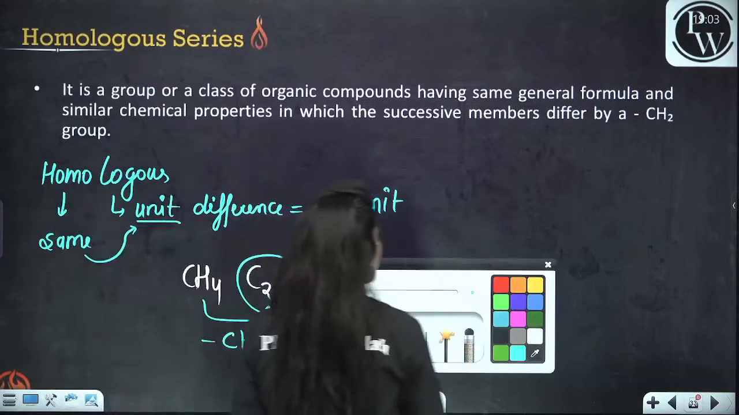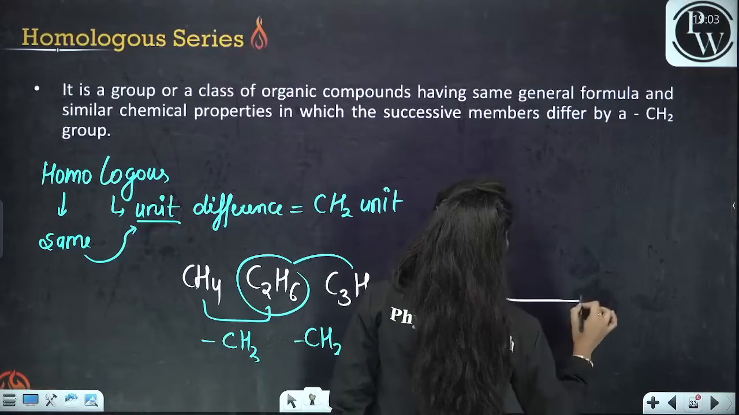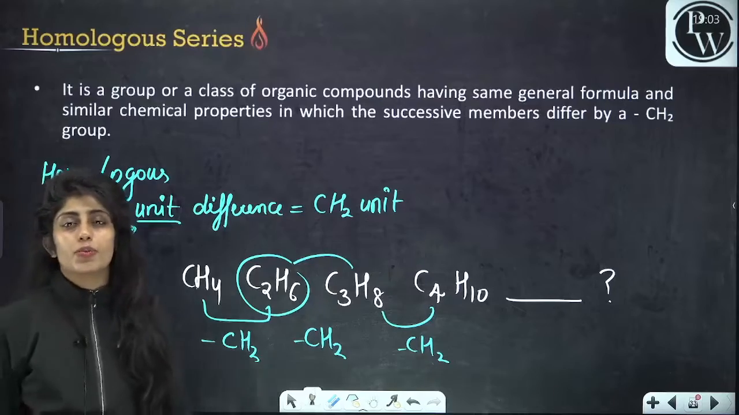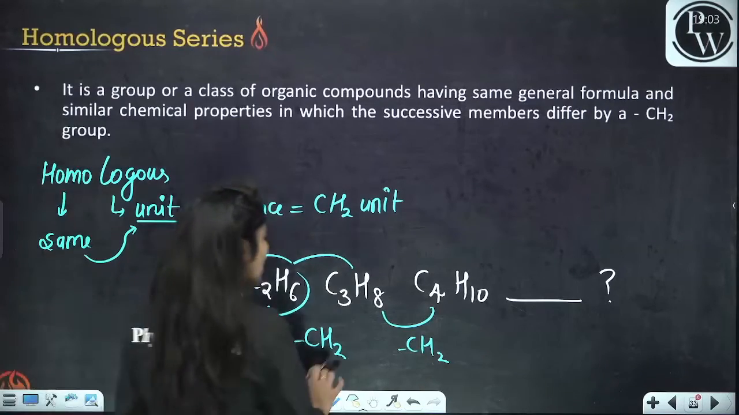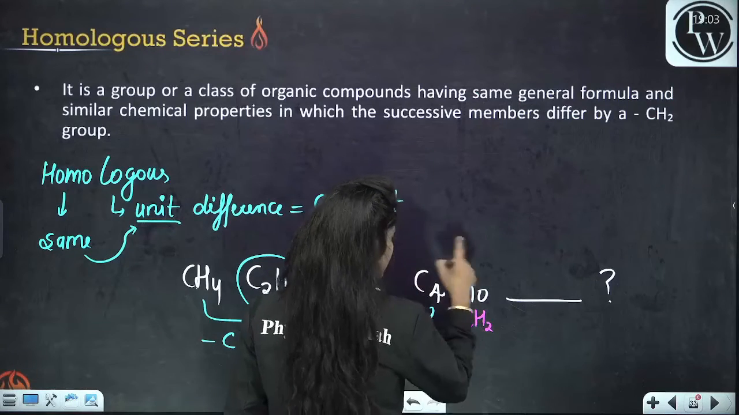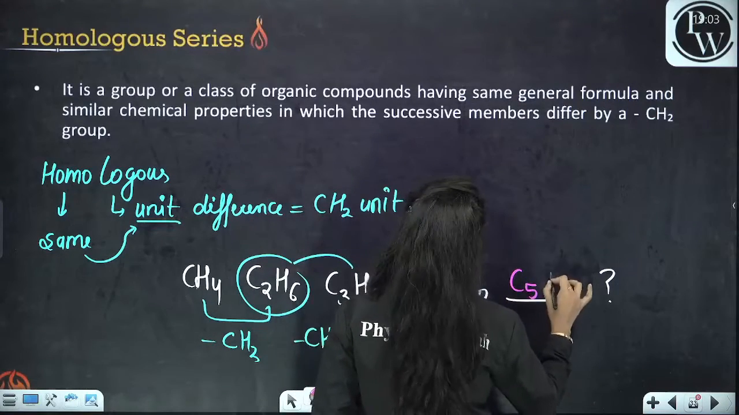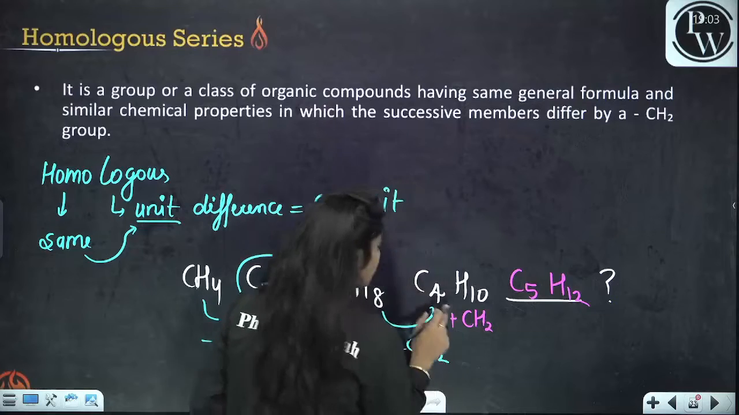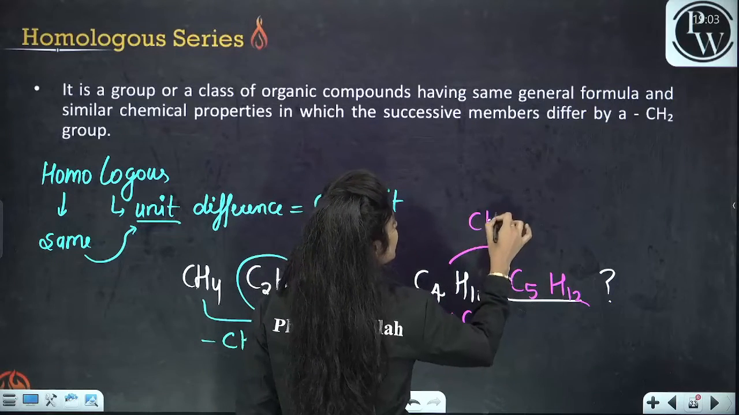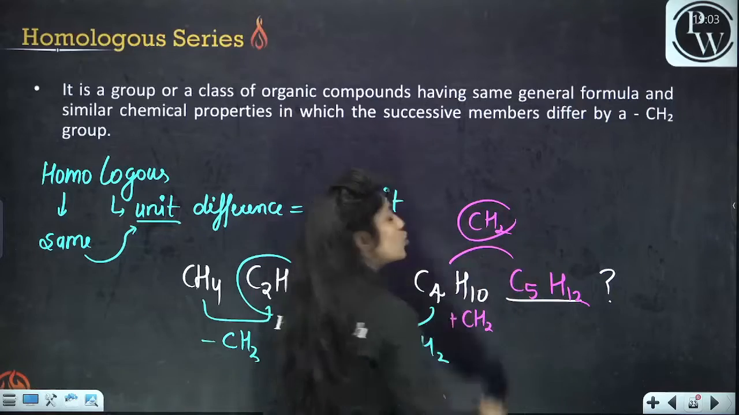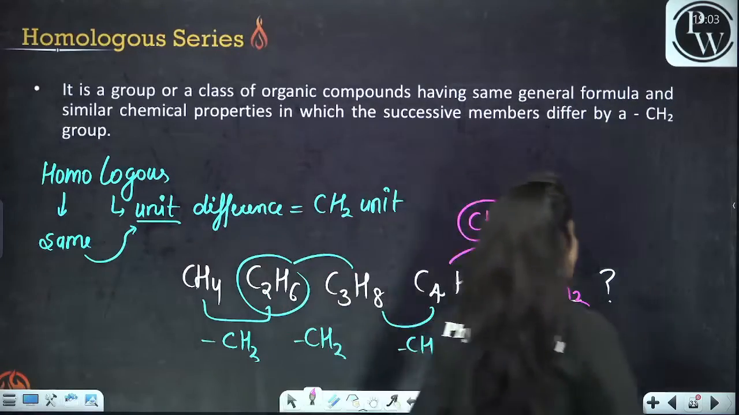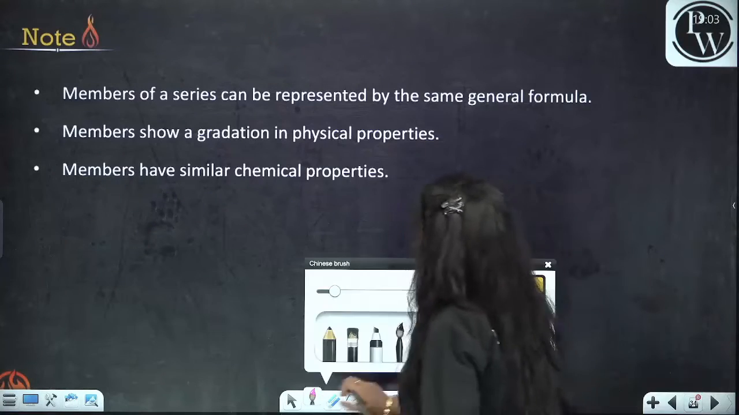Okay, if I want to ask you, what can I write here? The fifth member of the family. What can you write? Just add CH2 unit to it. Yes, it will be C5H12. Right? If I want to check the difference, it will be CH2 unit, and it is showing a homologous series. Are we done? Okay. I will give you one homework.